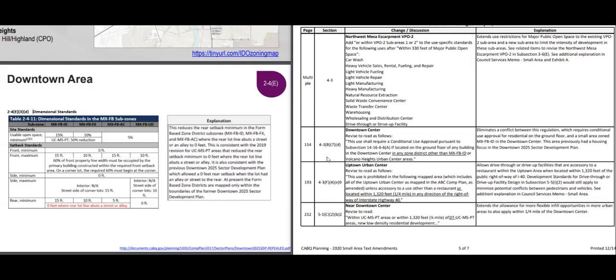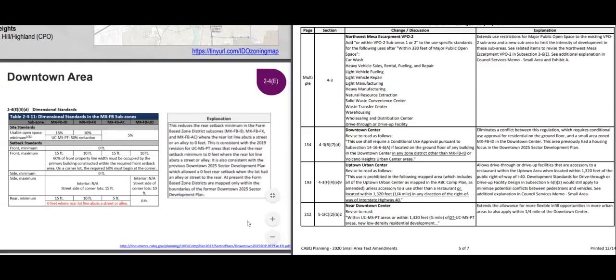The reason for the change is that right now there is a small conflict in this regulation, which requires a conditional use approval for residential on the ground floor and a small area zoned MXFBID that's in the downtown center. This area previously had a housing focused zone in downtown 2025 sector development plan and was allowed to have residential uses on the ground floor permissively. So this change would allow anything with that zoning that's in the downtown center to have residential uses on the ground floor permissively.